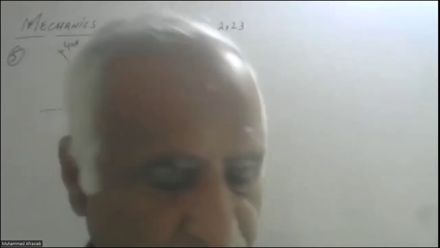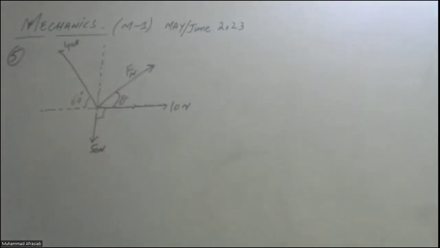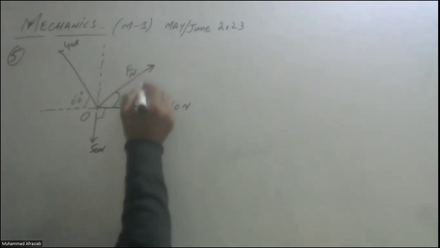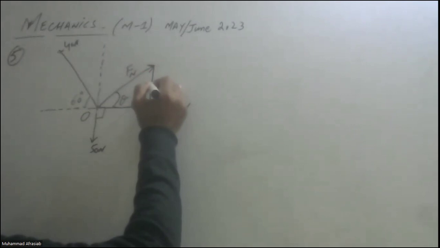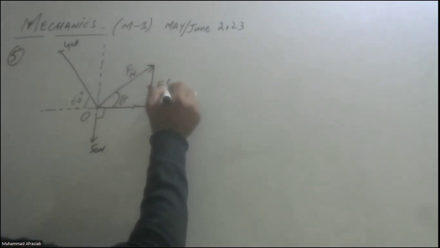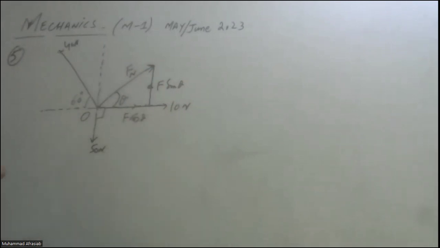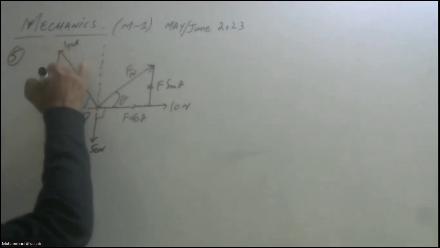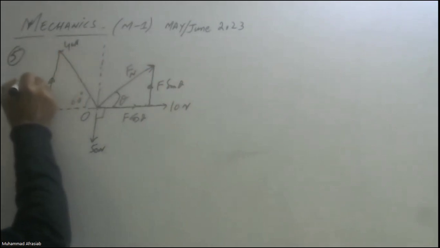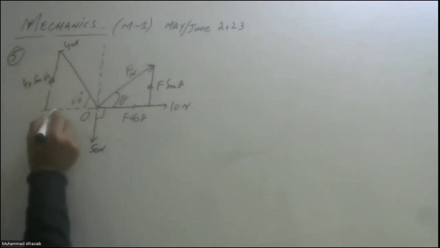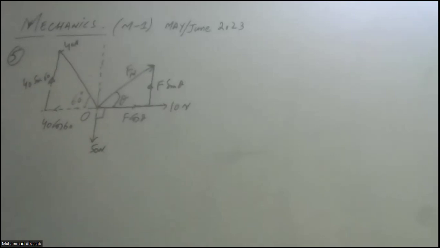Since there are four forces acting at the point, let's say that is the point O, and they are in equilibrium. So you are going to resolve them into components. F force will be resolved into two components: F sine theta, and F cos theta. This 40 Newton is also resolved into two components: 40 sine of 60, and 40 cos of 60.